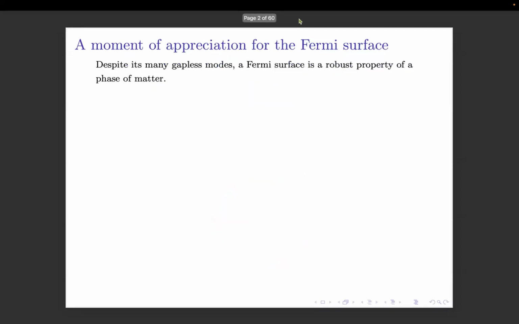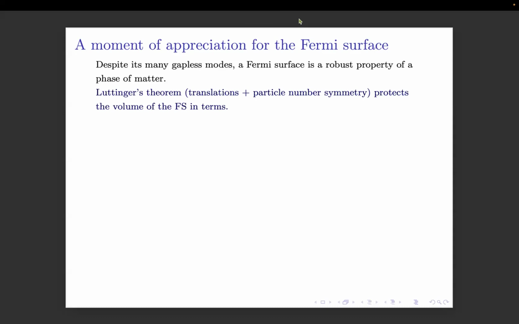Hopefully it'll appear. And so, okay, let's begin with a moment of appreciation for the Fermi liquid. Fermi liquid is an amazing thing. Despite the fact that it has all these gapless modes on a Fermi surface, it nevertheless describes a phase of matter, a robust property of a phase of matter. And I guess there are at least two useful points of view on this stability. One is Luttinger's theorem, which, assuming we have translation symmetry and particle number conservation, protects the volume of the Fermi surface from whatever you can do to it.